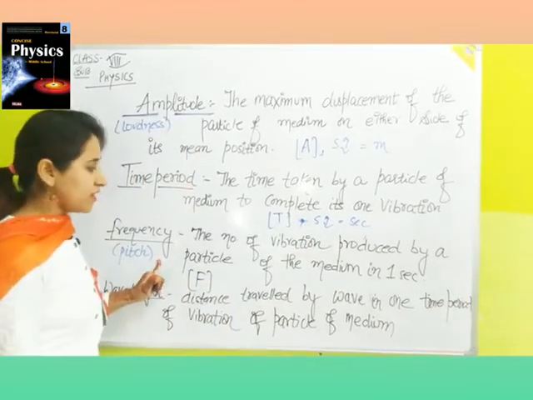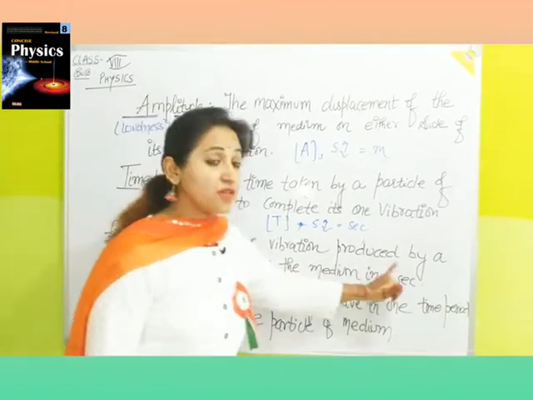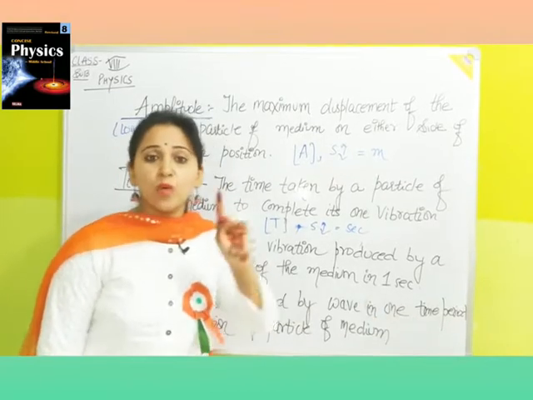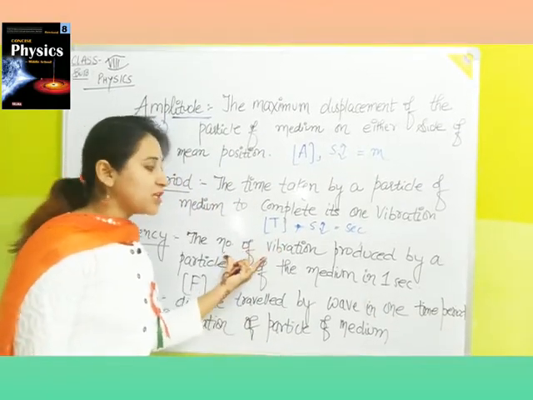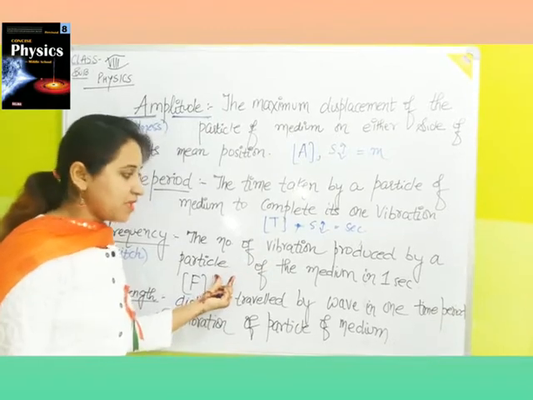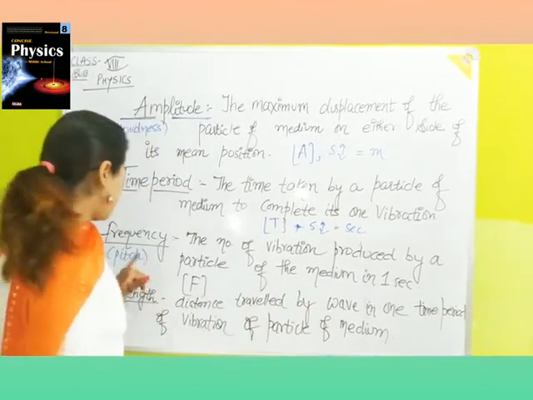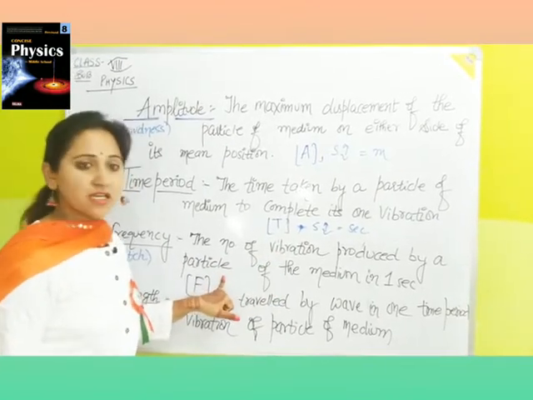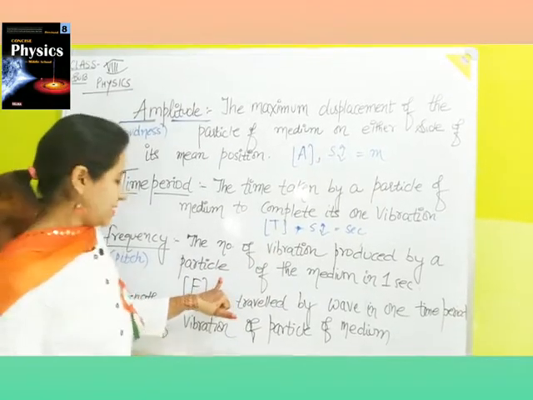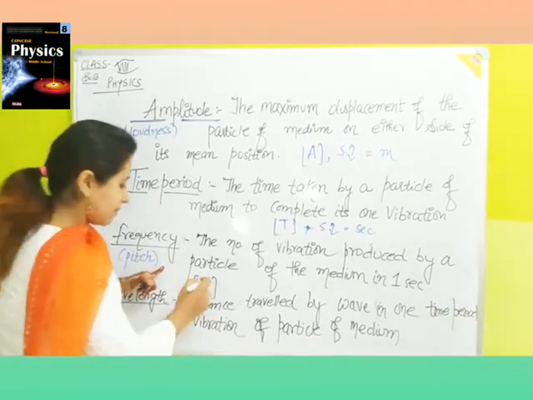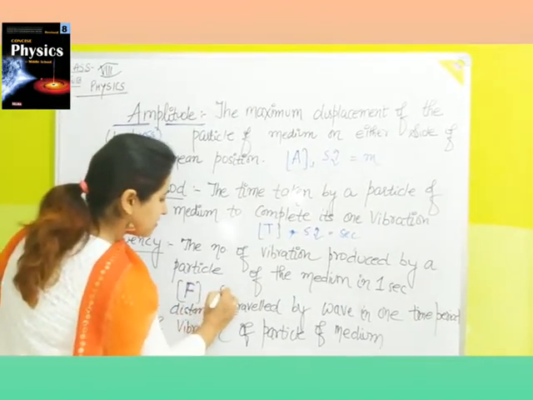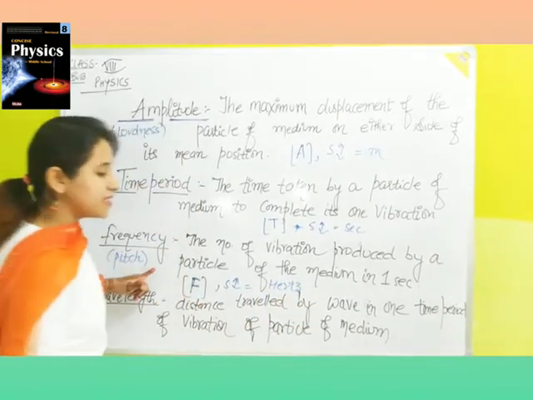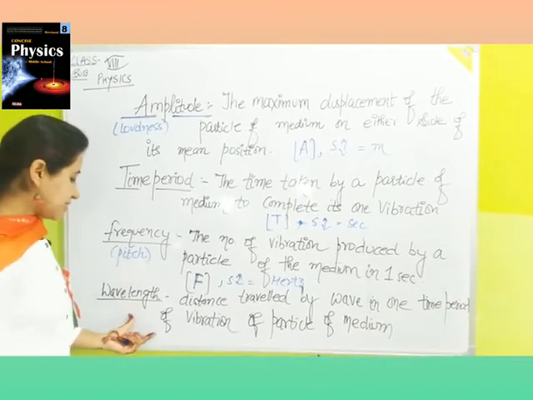Coming up next, frequency. The number of vibrations produced by a particle of that medium in 1 second. 1 second में जो number of vibration produce होता है particles में, उसको हम बोलते हैं frequency. And frequency is denoted by capital F, and its SI unit is Hertz.